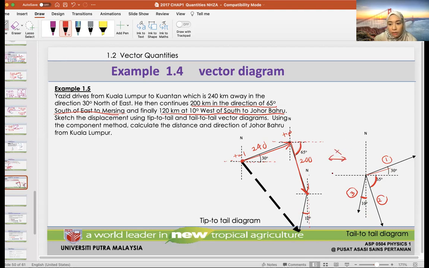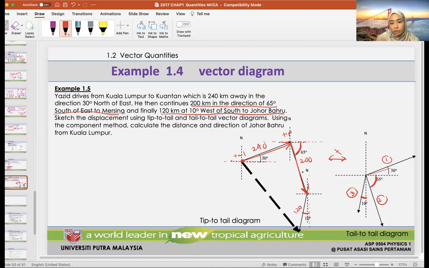Okay, so if you are more comfortable drawing in tail to tail, and you struggle with tip to tail, you can do the tail to tail diagram first and transfer your arrows in the tip to tail if your tail to tail helps you. Okay, kalau dah comfortable dengan tip to tail terus, boleh buat terus. Okay, so this is 10 degrees and this is 120. So make sure you are using a proper scale.